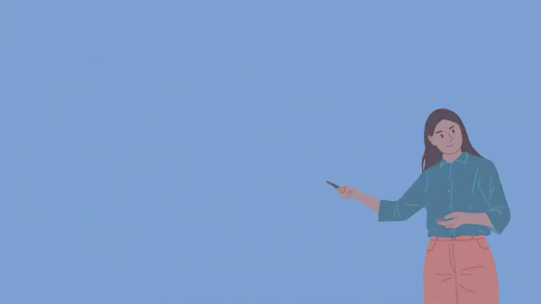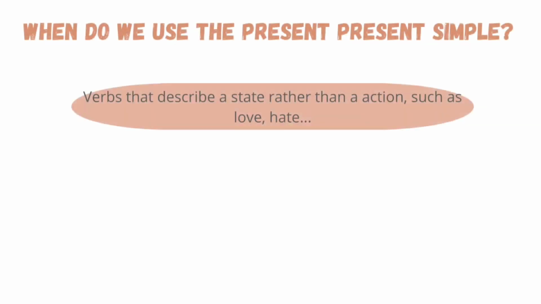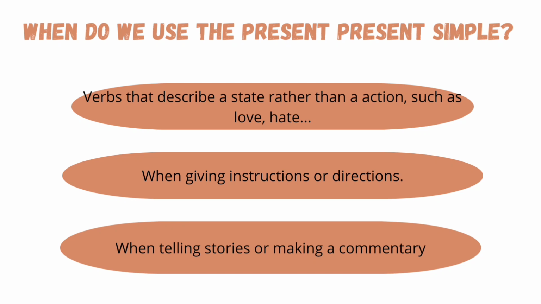We use the present simple to talk about facts that are always true, actions that happen regularly, things that are generally true and don't change often, timetabled events, especially in transportation or programs, verbs that describe a state rather than an action, such as love, hate, etc. When giving instructions or directions. When telling stories or making a commentary.